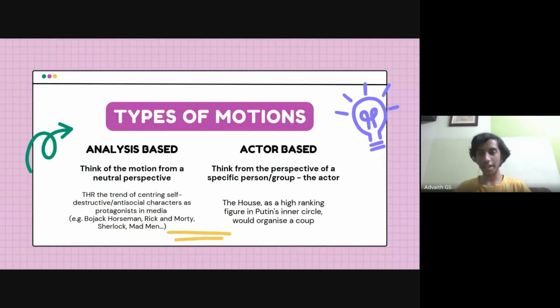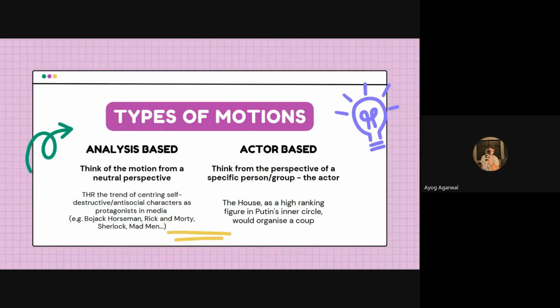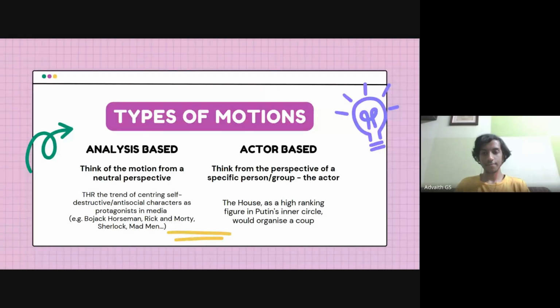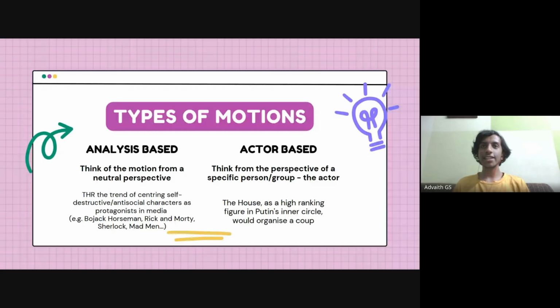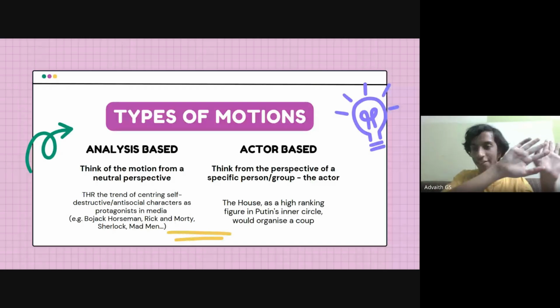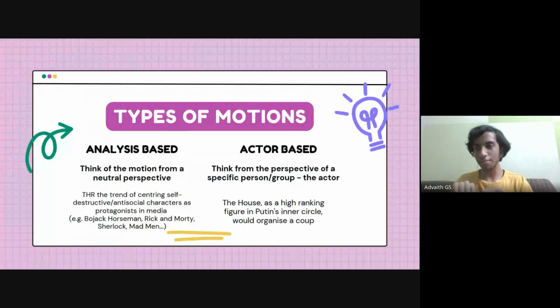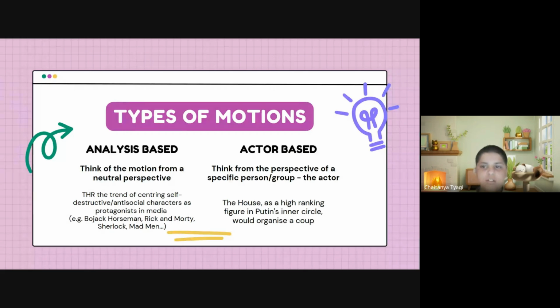Before we start making arguments, let's think about what motions exist in the first place, right? So can you tell me the meaning of coup? Yeah, coup is basically dethroning or removing somebody from power. You just remove Putin from power and then you take that power for yourself. That is a coup. Okay, thank you. So can you re-explain to me actor-based?